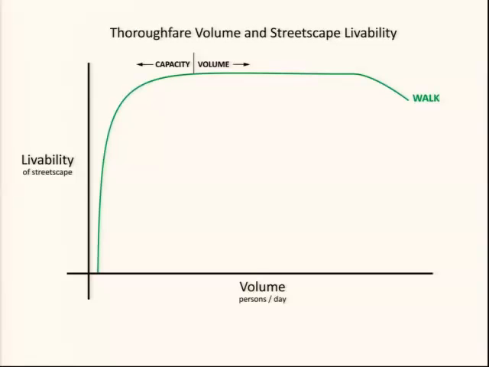The pedestrian curve is labeled slightly differently than the others. At the low end, the important factor is capacity. Streets that can't accommodate pedestrians at all are not livable.